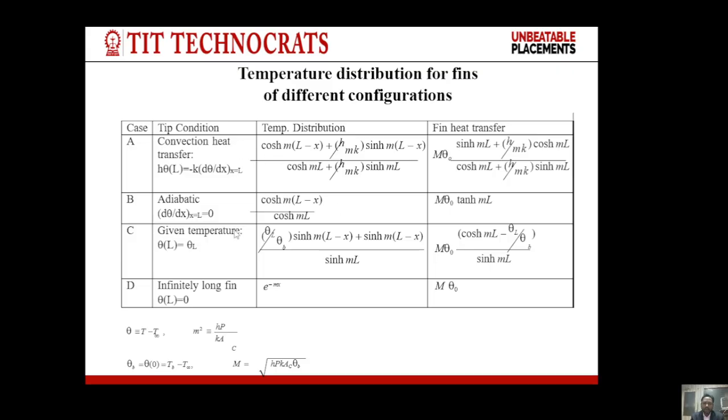We have four different types of tip conditions of a fin: that is convection heat transfer at the tip, another one is an adiabatic tip, another one is a tip at a given temperature, and next is a fin of infinite length. Depending on these different categories, we have different temperature distribution profiles and also different heat transfer rates. The formula for the heat transfer rate is this.